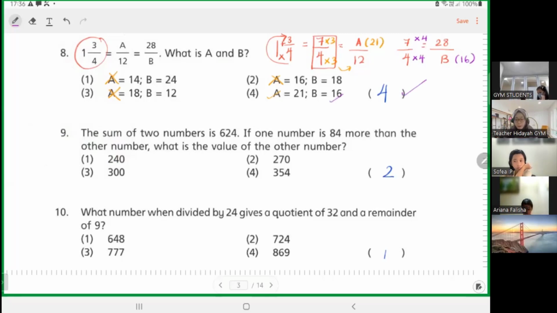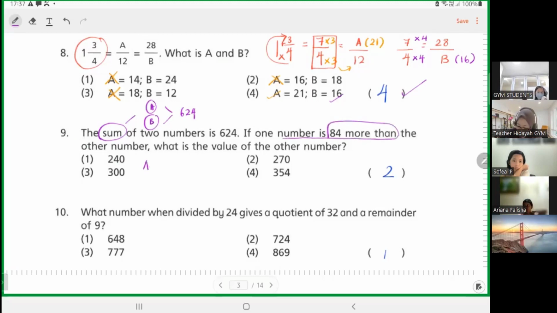Next one, number 9. Listen first. I finish the whole 3 questions and you mark and do your corrections. Number 9, the sum of 2 numbers. Sum means I have 2 numbers to add. Let's say I have number 1 or A and I have B. When I add these 2 numbers, they become 624. Let's draw out the model for these 2. But I know that one number is 84 more than the other one.